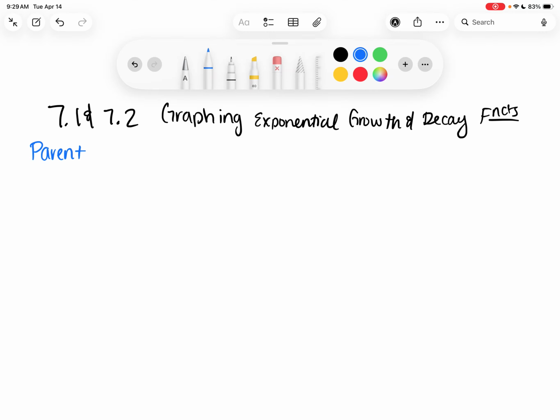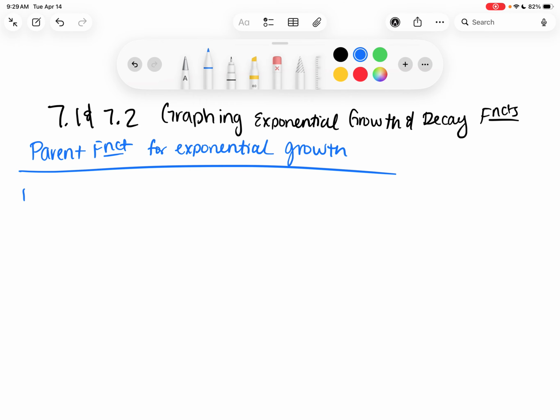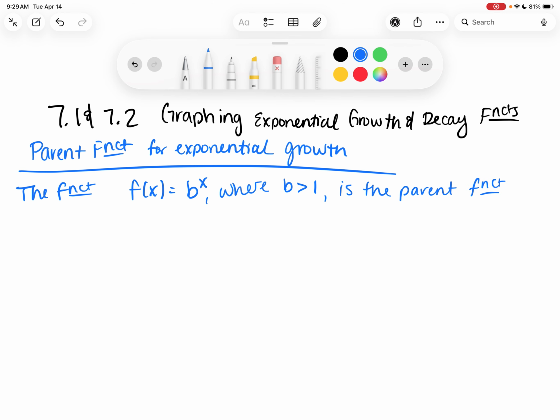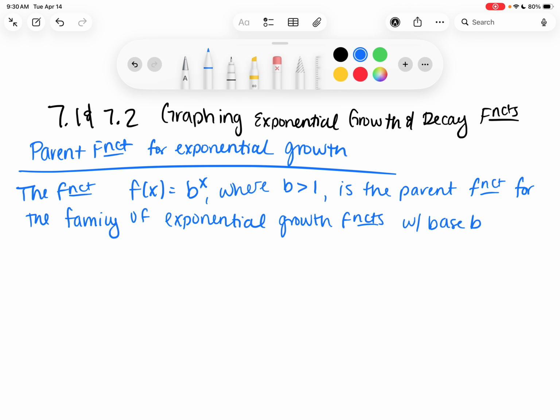So the parent function for exponential growth, we have the function f of x is equal to b to the x, where b is greater than 1, is the parent function for the family of exponential growth functions with base b. So what this looks like, and then we'll talk about the domain and range of it as well.